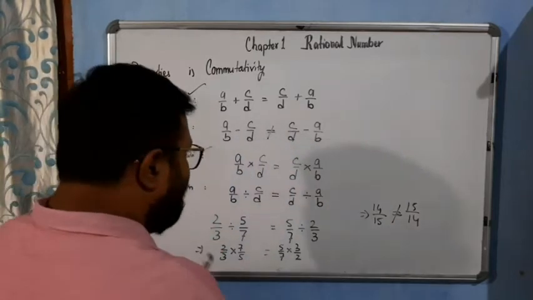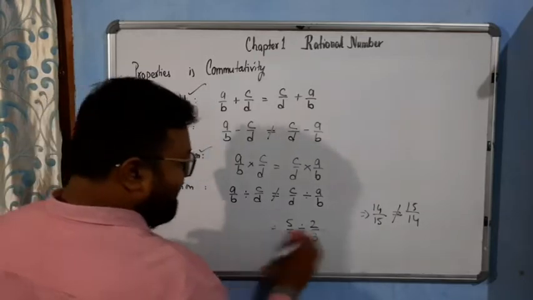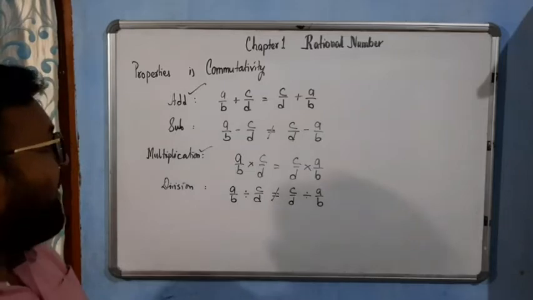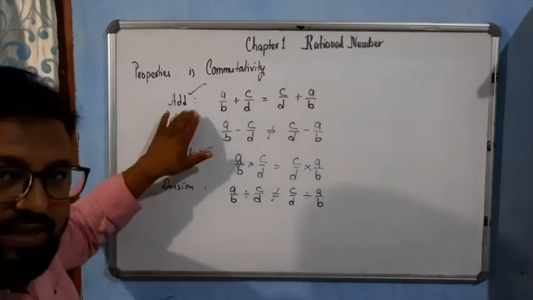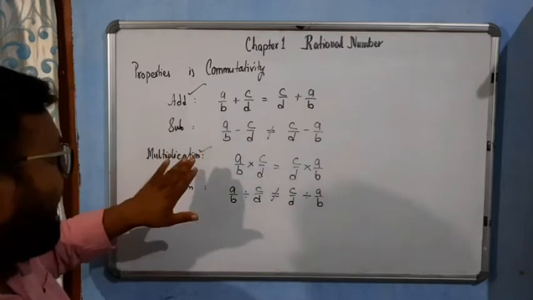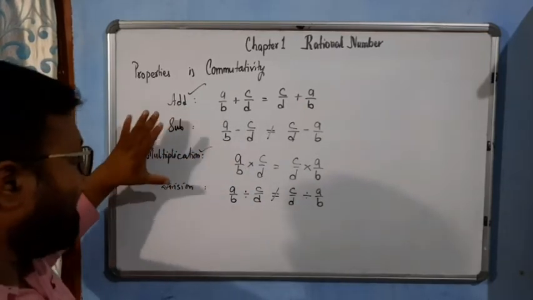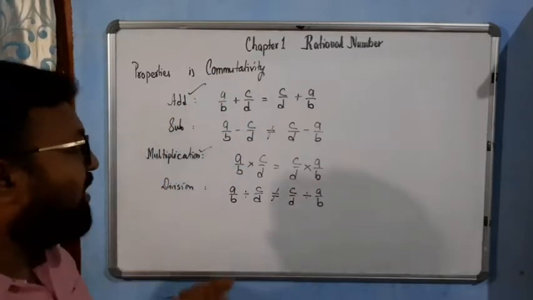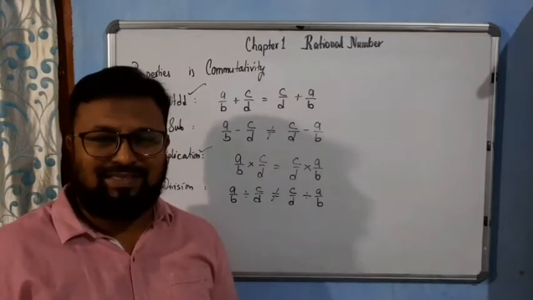So it is not equal to the left hand side. So ultimately we can say that in the commutative property, rational numbers are closed under addition and multiplication, whereas in subtraction and division, the commutative property is not applicable in these two cases. I hope you have understood this part very nicely. Now come to the next topic.